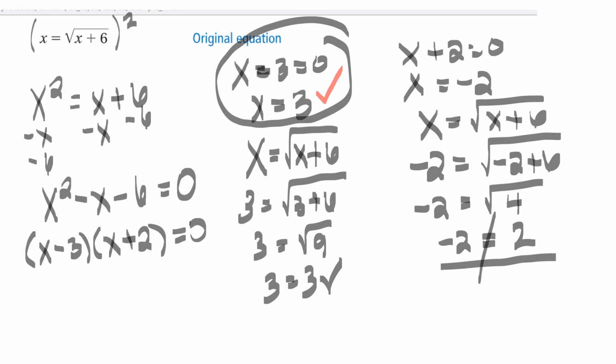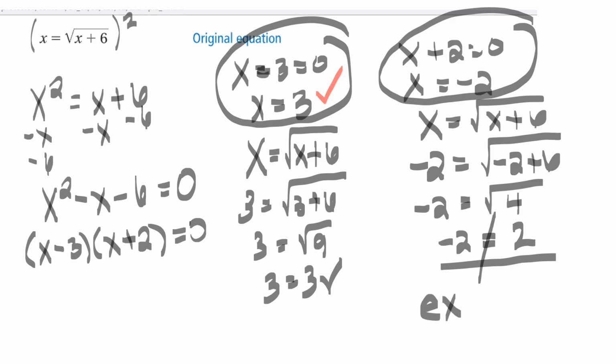So that tells us that there's really only one solution, x equals 3. That this second solution that we found is an extraneous solution. That means it's actually not a solution. It was produced when we factored, but it's not a true solution to the equation.